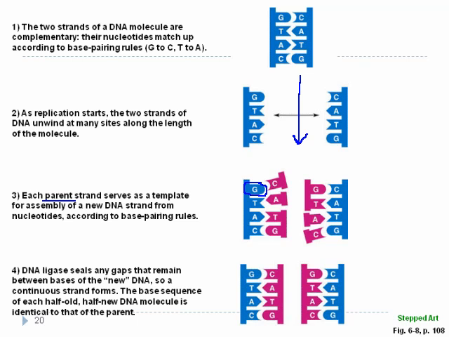So wherever there's a G, a C will get added. Wherever there's a T, an A will get added. Wherever there's an A, a T will get added. Wherever there's a C, a G will get added. And then the DNA ligase fills the gap. And so what we end up with are 2 new strands.